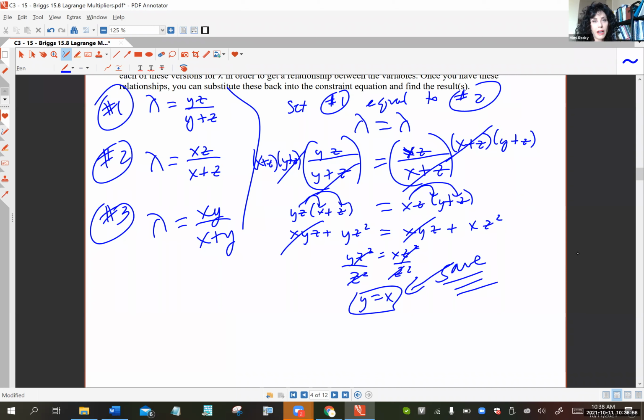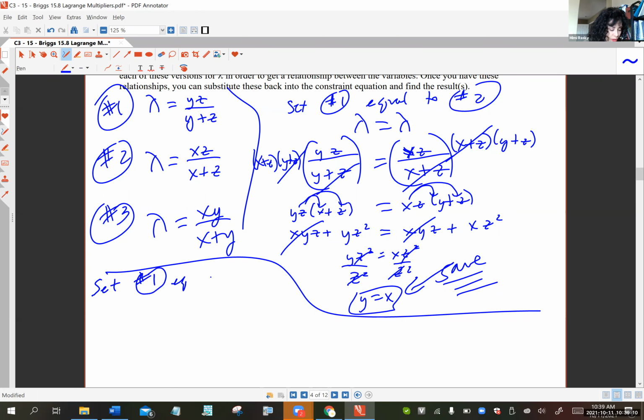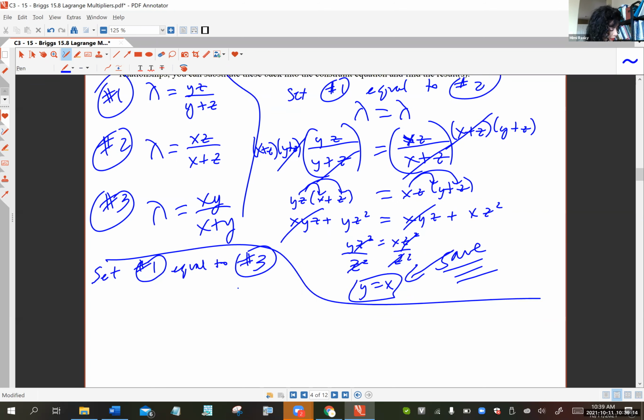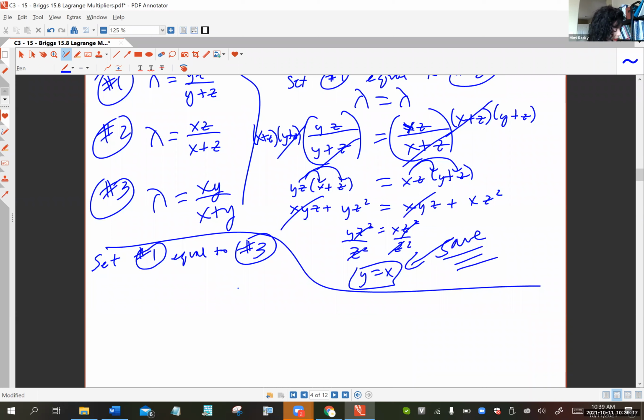Good for me. I got one of the other variables in terms of x. In fact, really easy. Y is equal to x. Cool. Now what? Well, I'd like to get z in terms of x. Okay. So now let's set the first version of lambda equal to the third version of lambda and see what happens. Okay, because you need lambda to equal lambda. Okay, so yz over y plus z has to equal xy over x plus y.